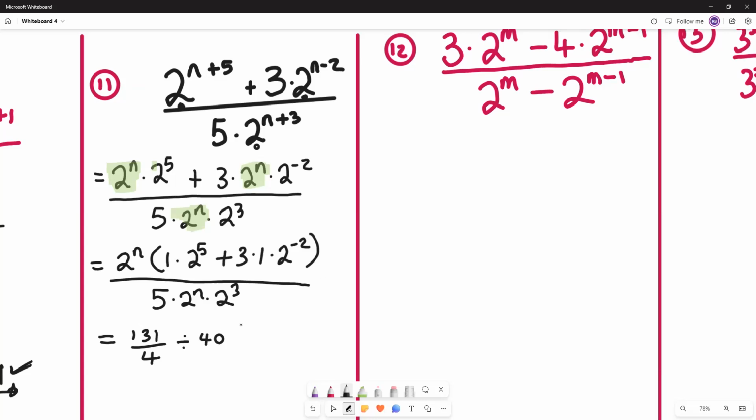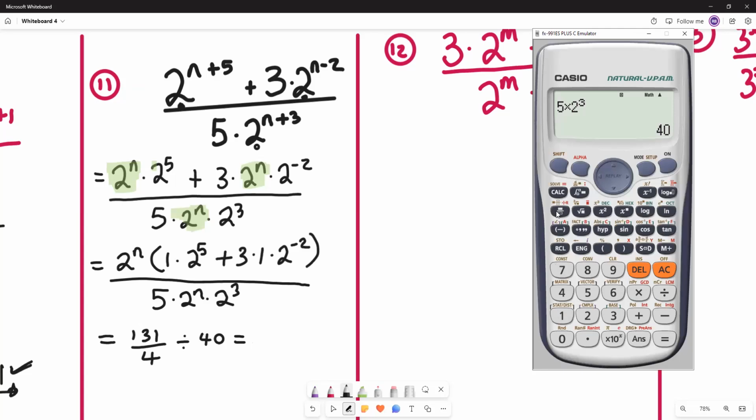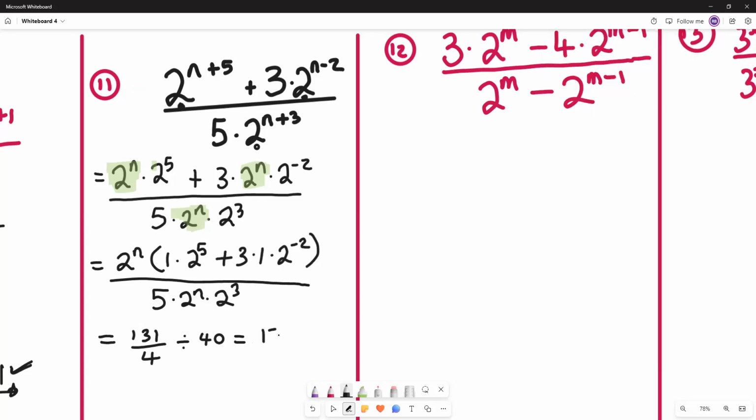And then remember these guys are going, this one and that one, so you don't have to worry about that. Then this simplifies to, you can just check there, 131 over 4 divided by 40, which is 131 over 160. You see? And then, ladies and gents, that is the answer for number 11.